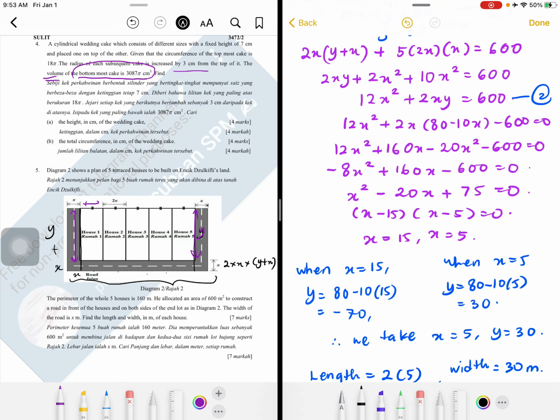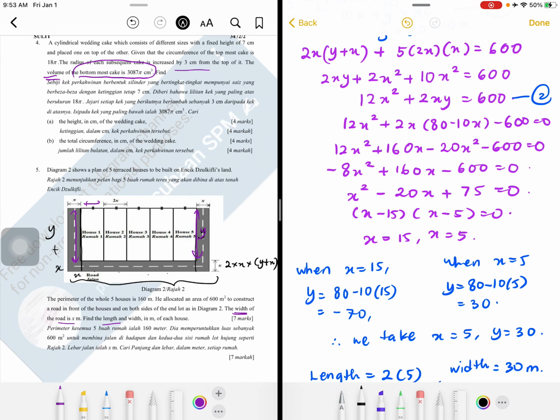Okay lah, mana-manalah, tak kisahlah. The width lebar dia adalah x lah, sebab dia tengok kat sini kan the width. So width dia adalah x. So dia kata kat situ width, so kita pun follow lah. Length dia adalah yang y lah, panjang dia kan.